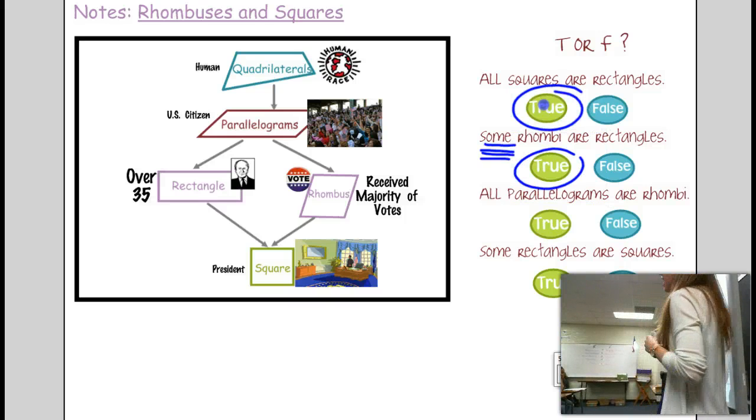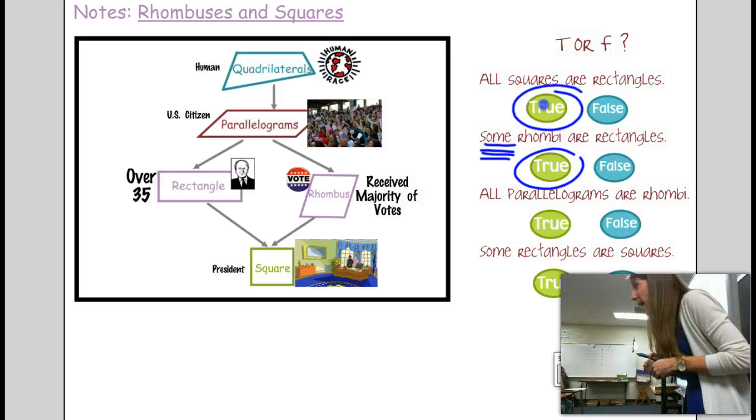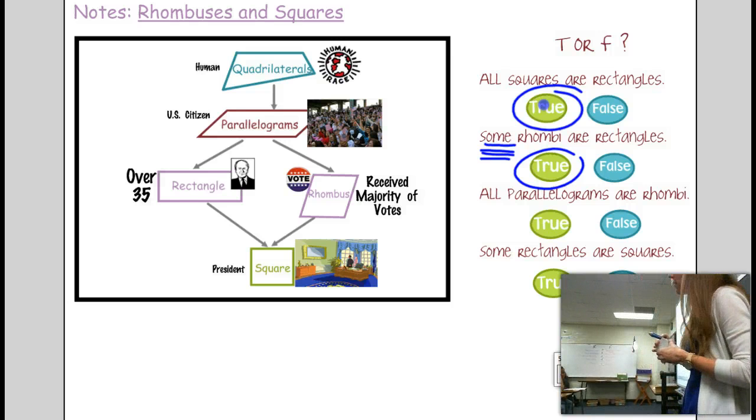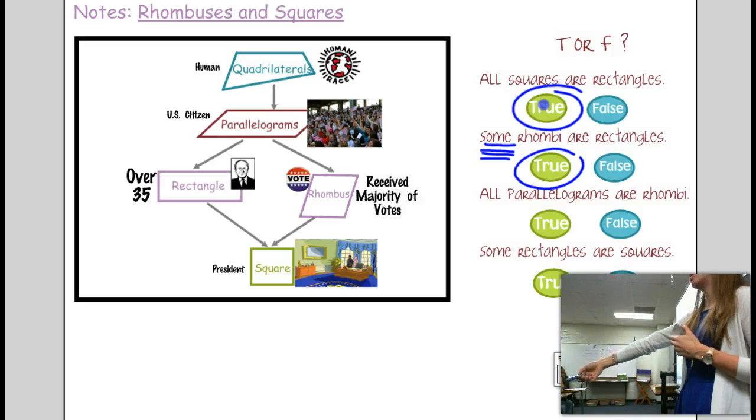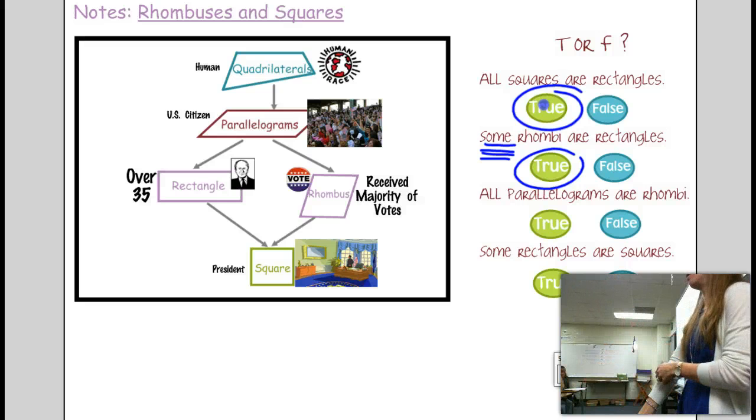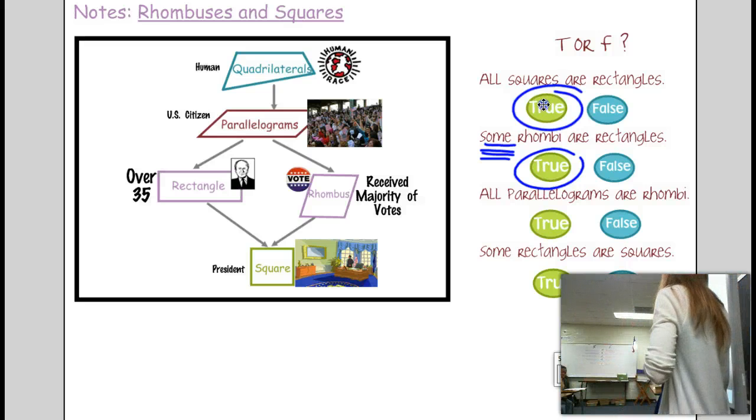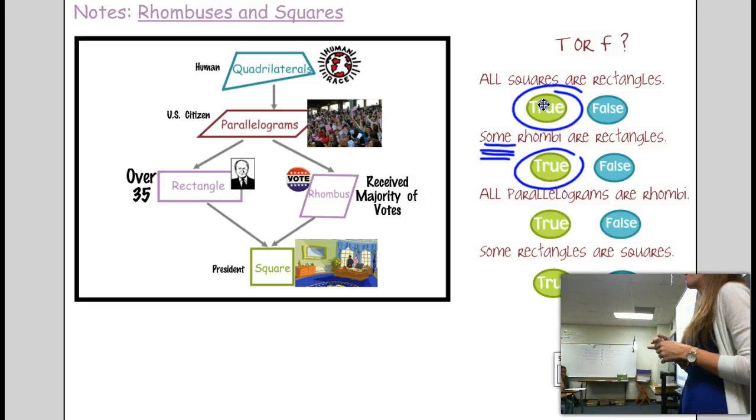It's because of this word some. All rhombi are rectangles? No. But some of them are. If a rhombus gets promoted to a square, then he is a rectangle too. I promise. Okay. All parallelograms are rhombi.